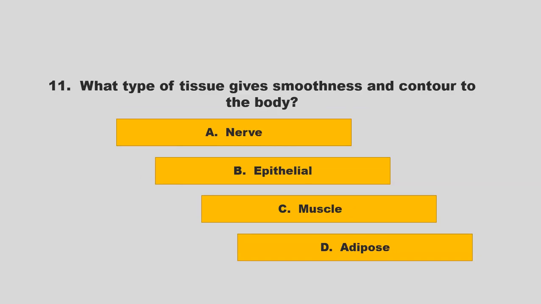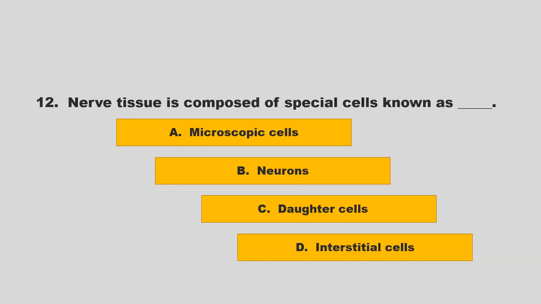What type of tissue gives smoothness and contour to the body? Nerve, epithelial, muscle, adipose. If you chose D, adipose, you are correct.